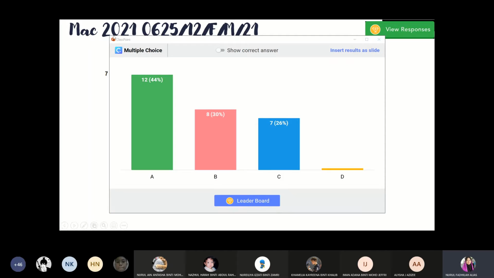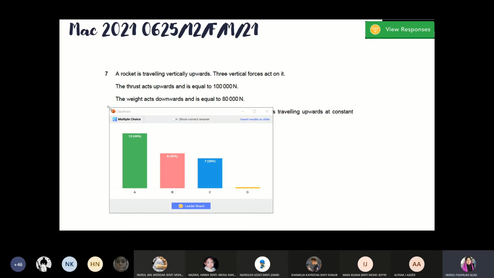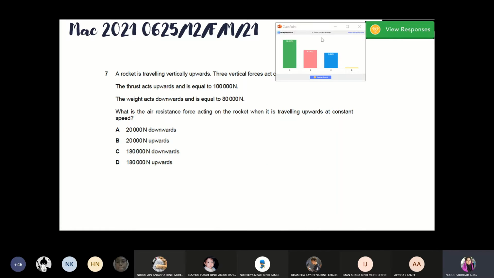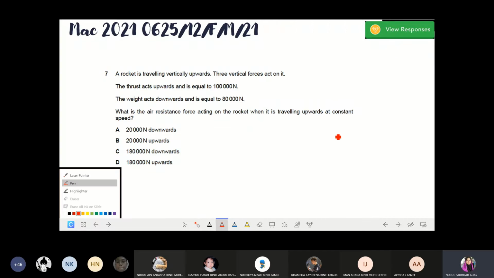So what is the correct answer? Balik untuk soalan. Soalan ni sangat besar. Okay, so okay, A the answer, 20,000 downwards. Betul? Okay, right. So ada question? Any question? Tak puas hati ke? Wow, Izazi.